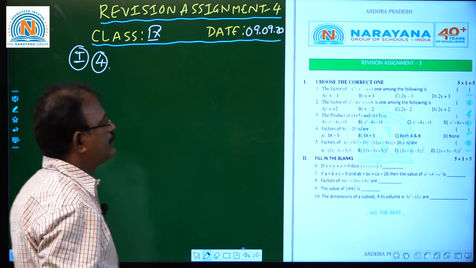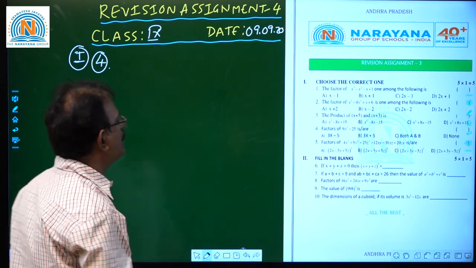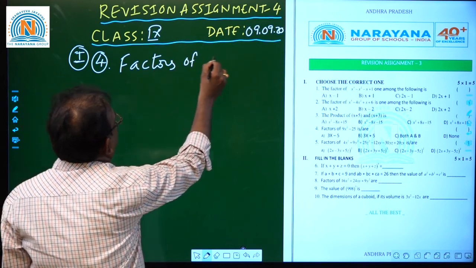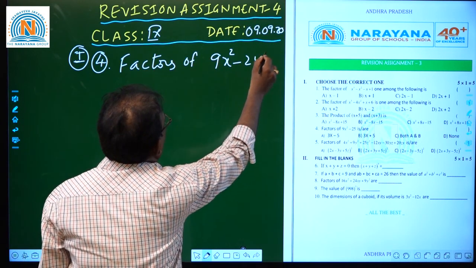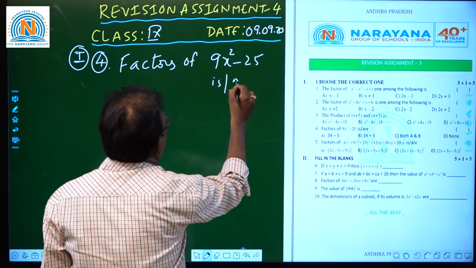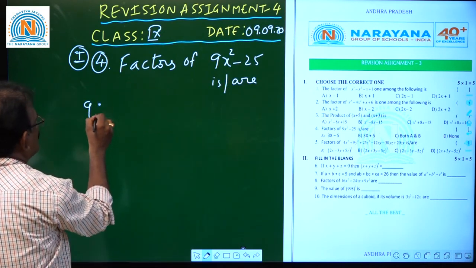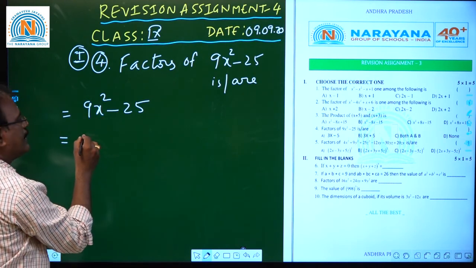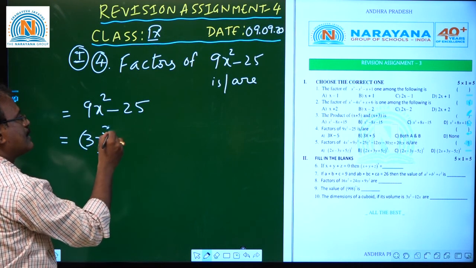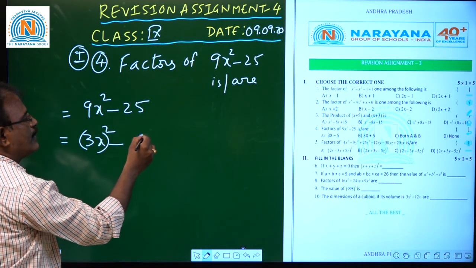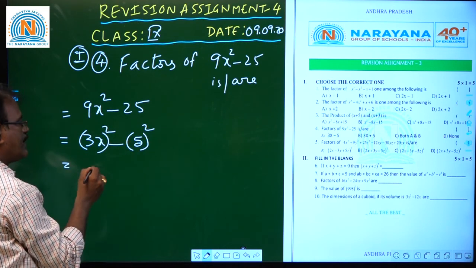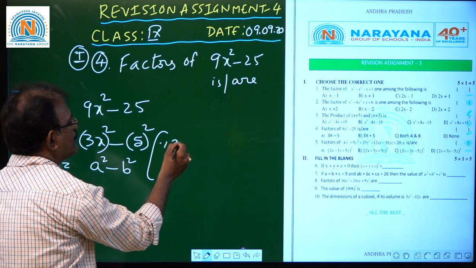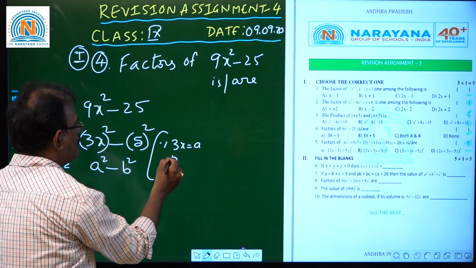So our fourth question is, factors of 9x square minus 25 are. So generally this is 9x square minus 25, children. So if you take 9x square, and 25 can be expressed as 5 square. So 3x is A and 5 is B.